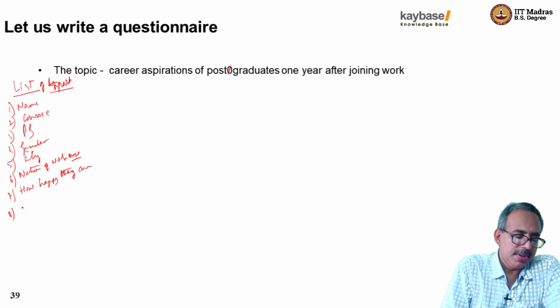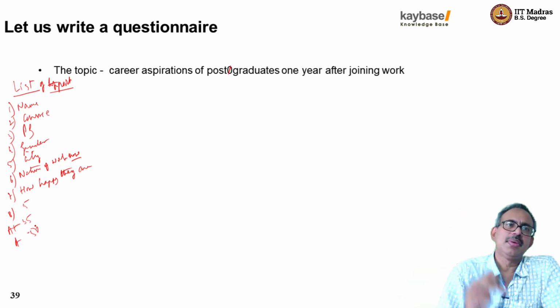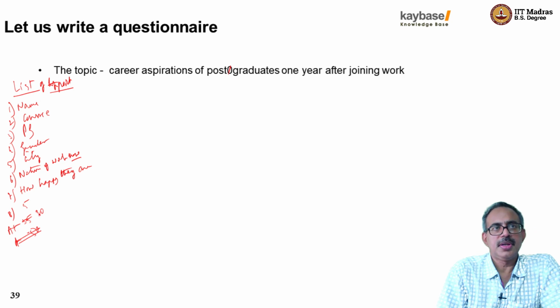So, let us say, what do you want to be 5 years from now? What do you want to be at 35? What do you want to be at 50? Too far. I mean, these people are 22, 23, 24 years old. So even 35 is too far. What do you want to be 5 years from now is possibly relevant.